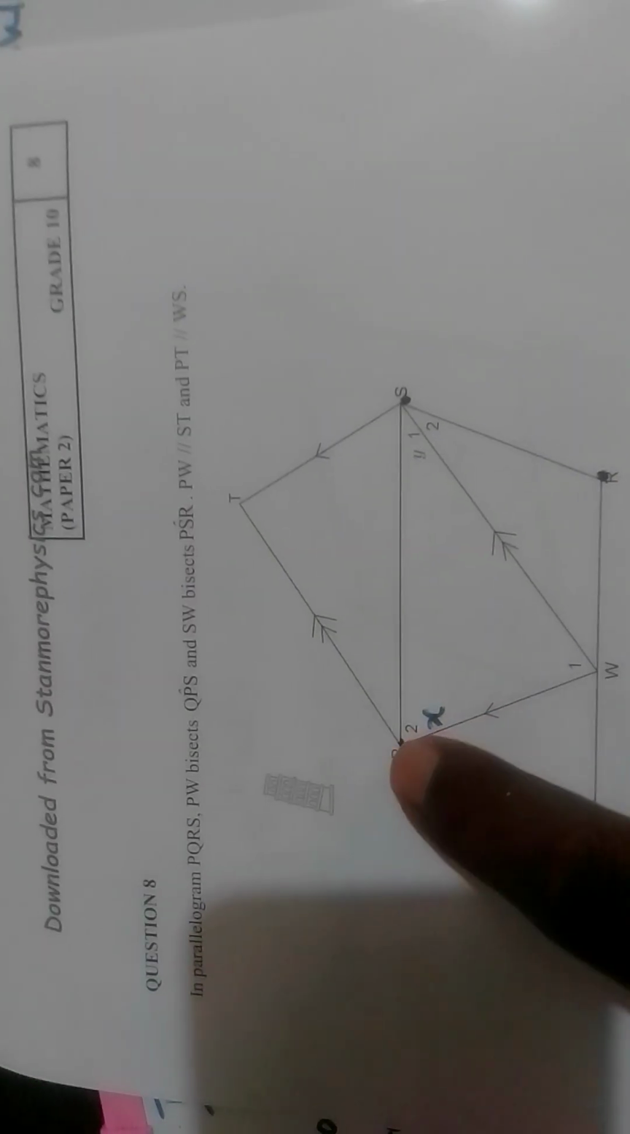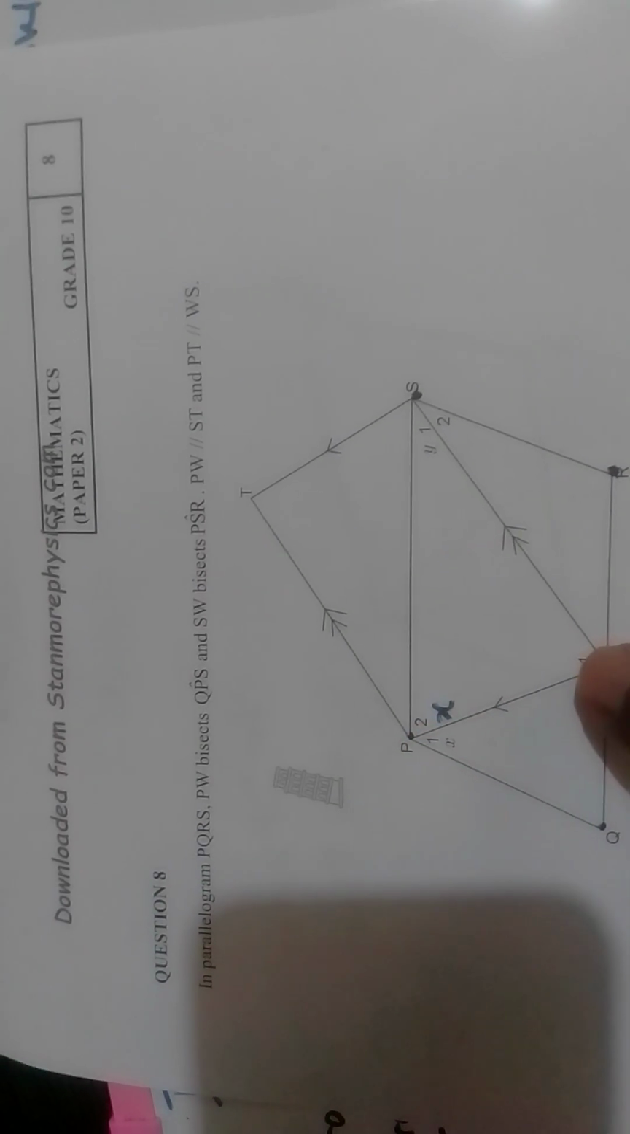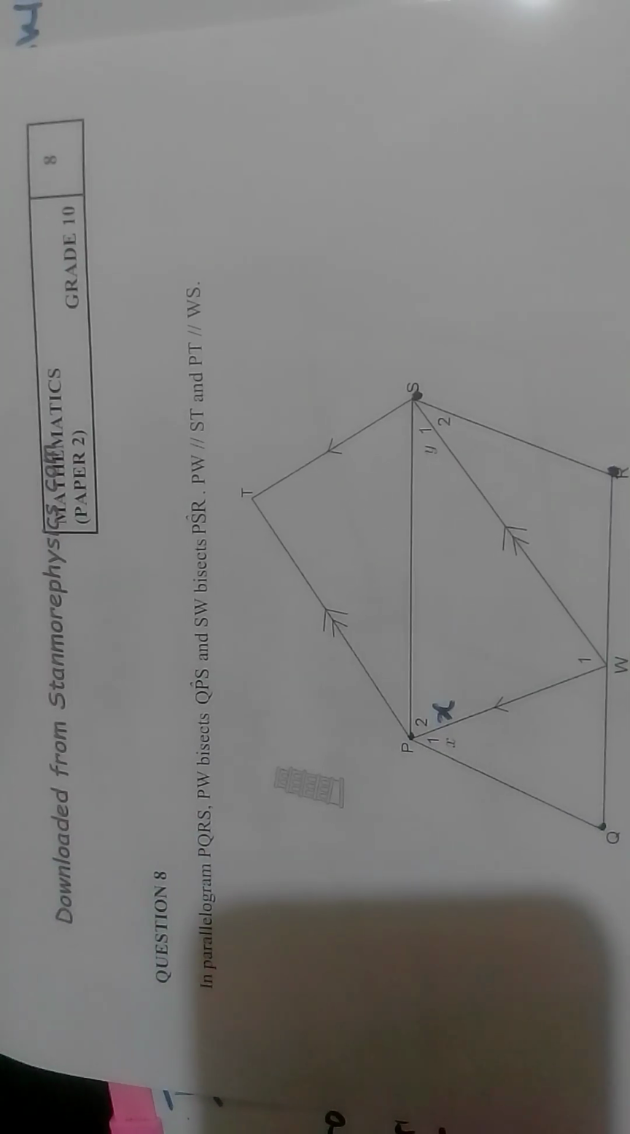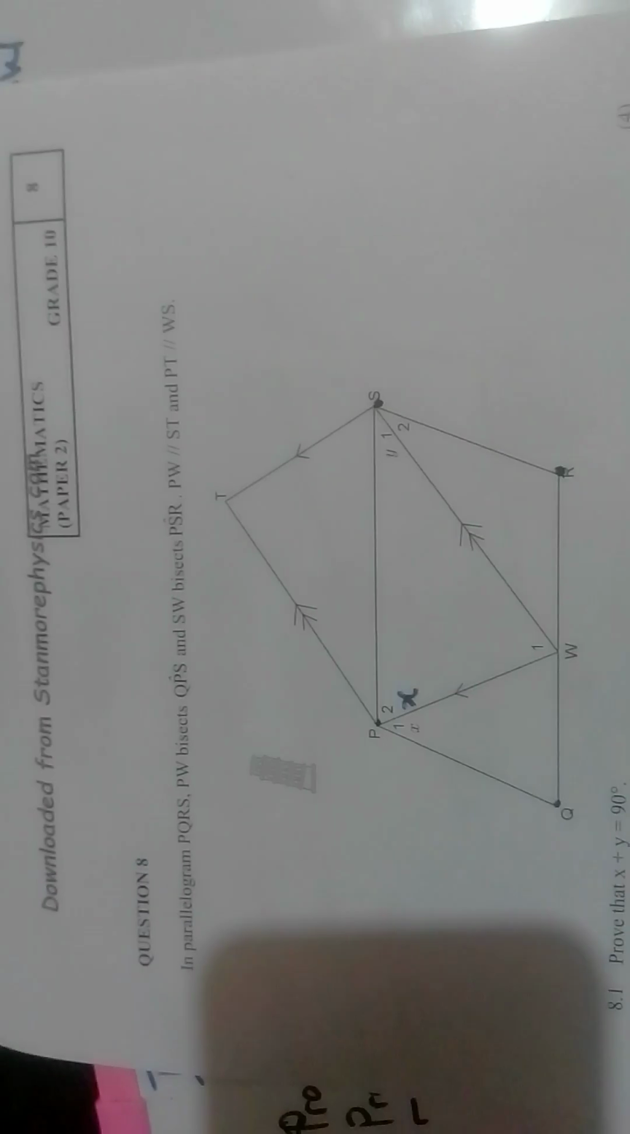Now what do they tell us? They further tell us that line PW is parallel to line ST, and line PT is parallel to line WS. Now what have I done? I have drawn also on the board this particular diagram. So the first question now asks us to prove that X plus Y is equal to 90 degrees.